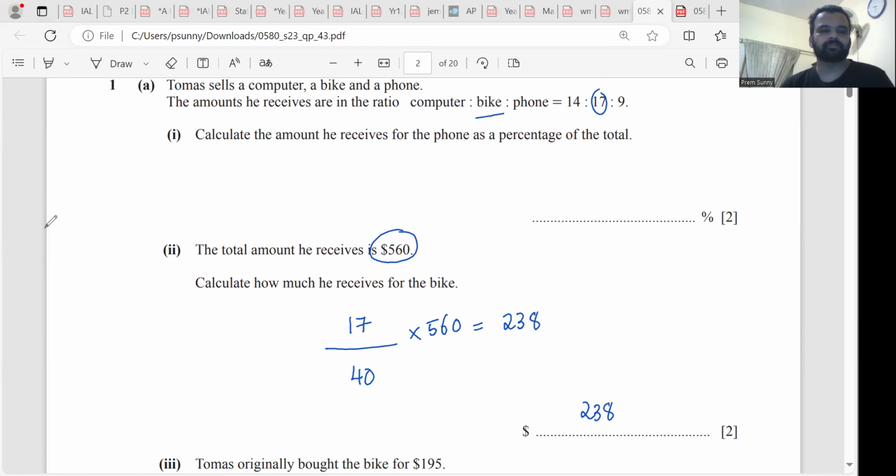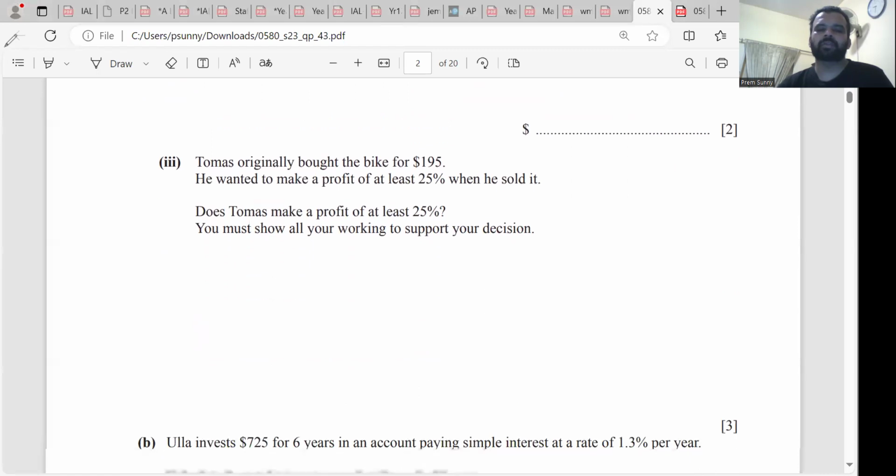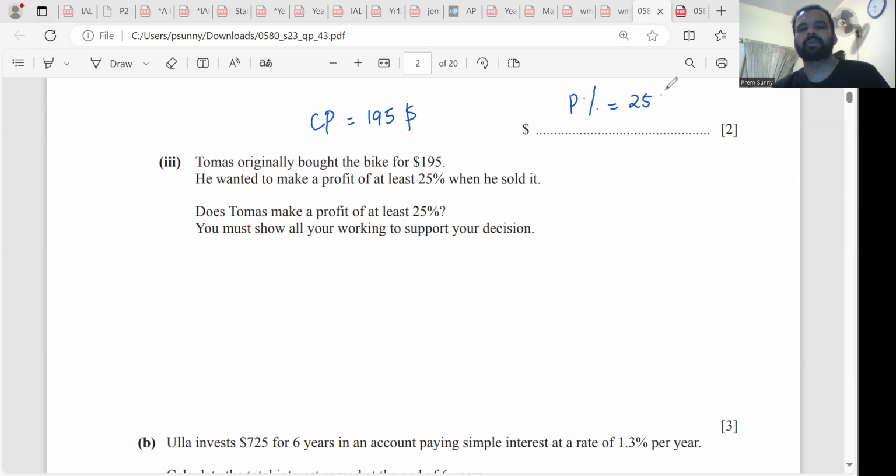Now, in the third part, Thomas originally bought the bike for 195. So his cost price for the bike is given as $195. He wanted to make a profit of at least 25%. So the profit percentage, he wants it to be 25% when he is selling the bike. So we already saw the selling price of the bike in the previous case. The selling price, we found it as 238. Now, the question here: does Thomas make a profit of at least 25%?